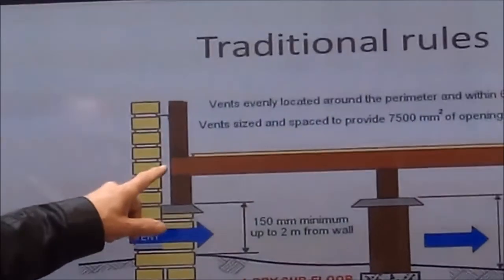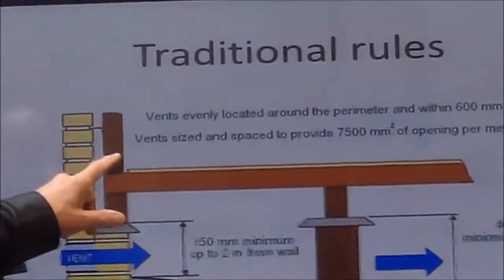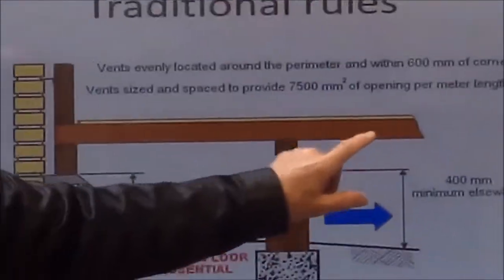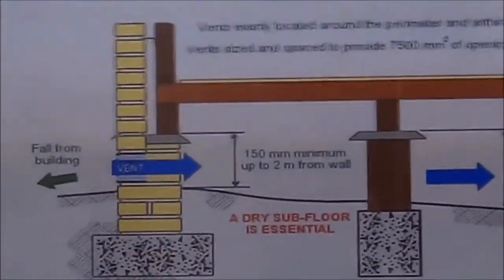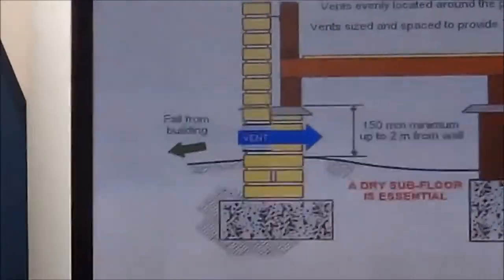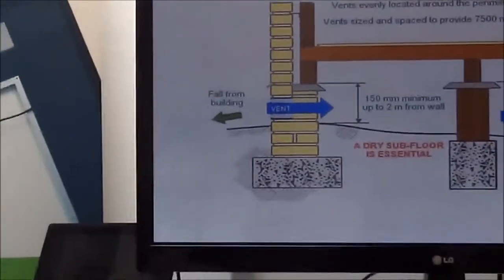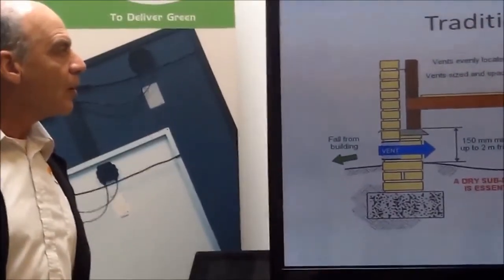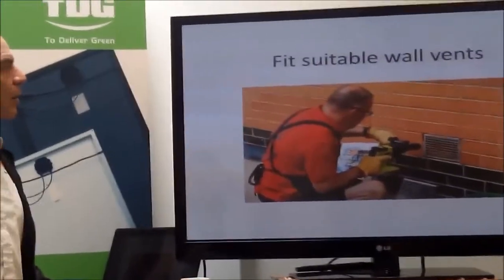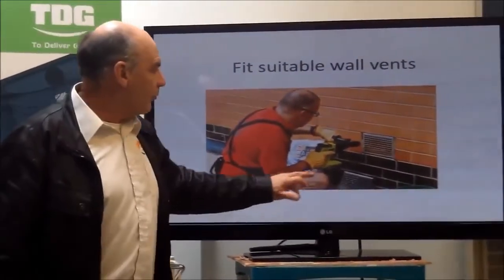Further than that, you need to have vents all the way around the house so that air can get in and get out. In a moist area you need more vents, or you need a fan or something to make it go. This is an example of fitting some vents.